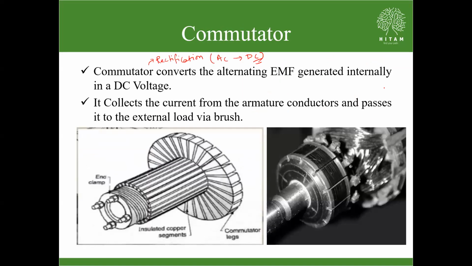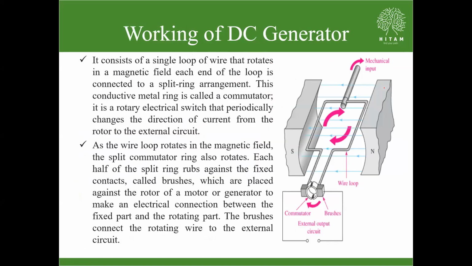Yes, sir. See the working of the DC generator. These two are the poles that we saw in the constructional part, a north pole and a south pole. And this is the coil. The coil is the armature conductor. So this coil is connected to what? The commutator. So this is your commutator.